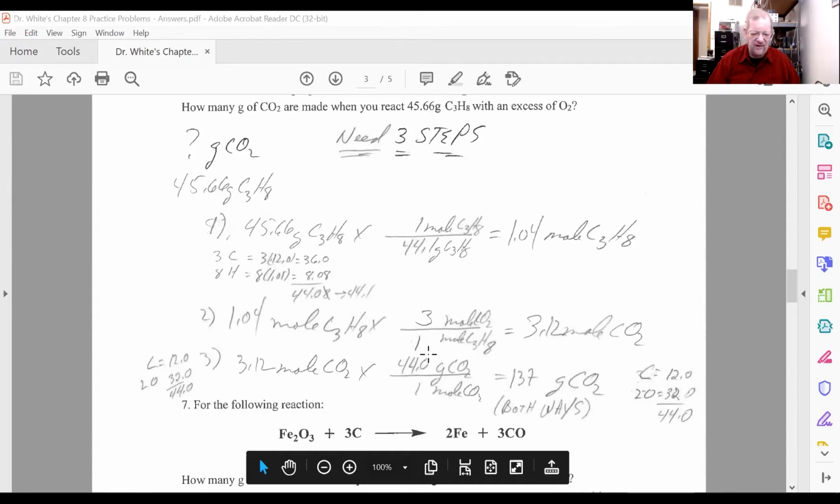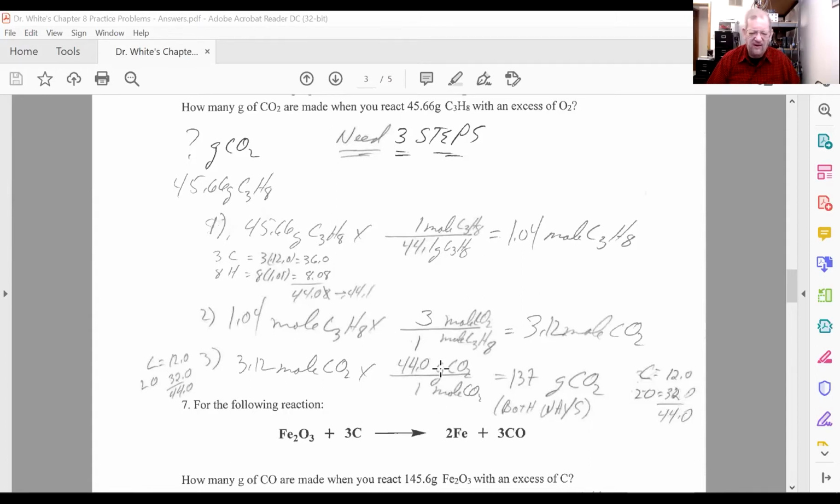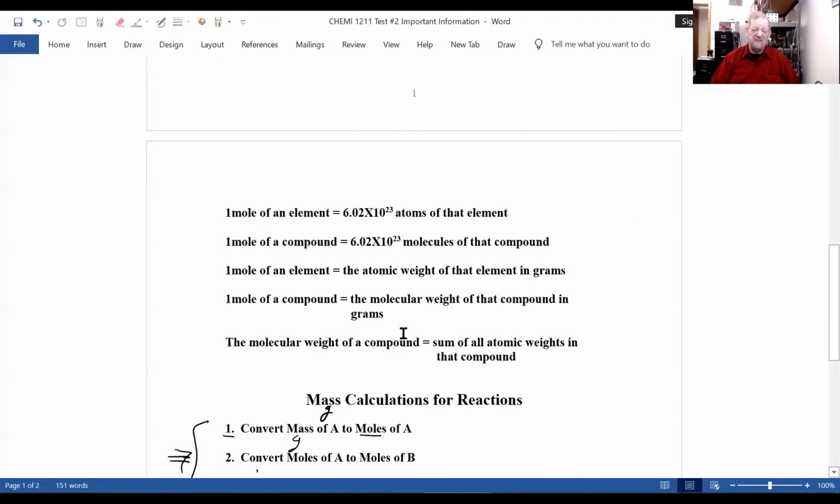And where do I get a relationship of moles of a compound to grams of a compound? I used to make students memorize this, but I'll give this to you. Important information. Test number 2, 1, I'll also do it on the final. And test 3 and 4, I think. 3 for sure, 4, I don't think you need it. Anyways, 1 mole of an element or 1 mole of a compound equals the molecular weight of that compound. And the molecular weight of that compound is the sum of all atomic weights in that compound.